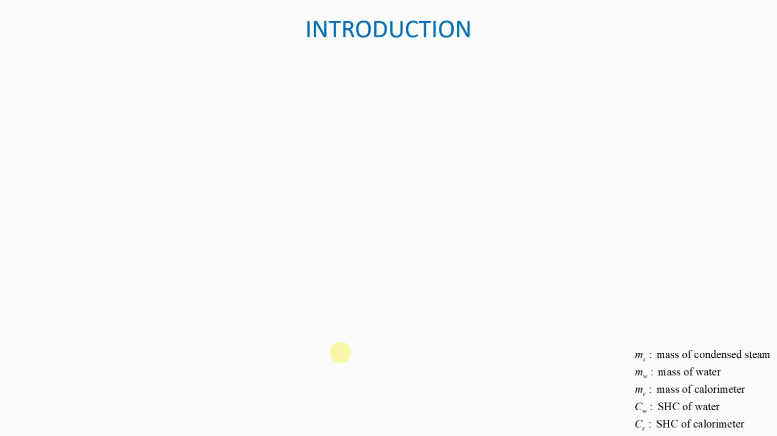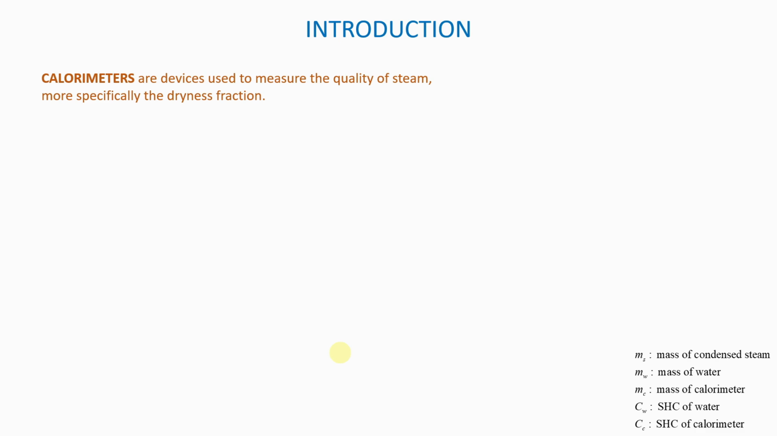As an introduction, I just want to tell you what calorimeters are used for. Basically, calorimeters are devices that are used to measure the quality of the steam. For Power Machines N5, we will look at how calorimeters are used to find the dryness fraction of the steam. There are 4 types of calorimeters that you need to be aware of.